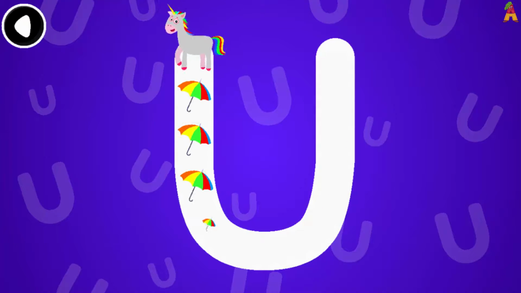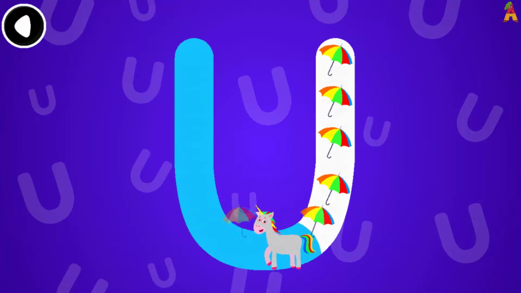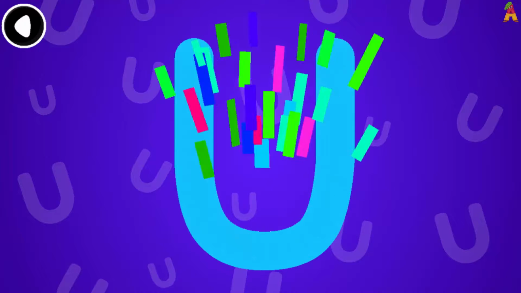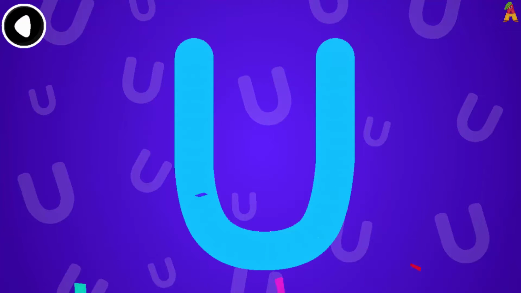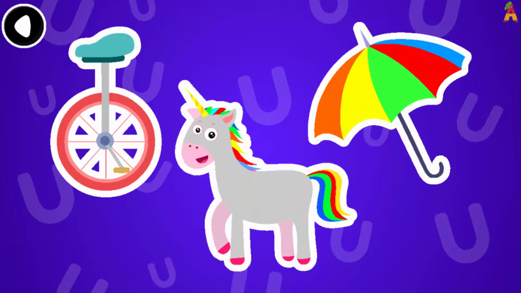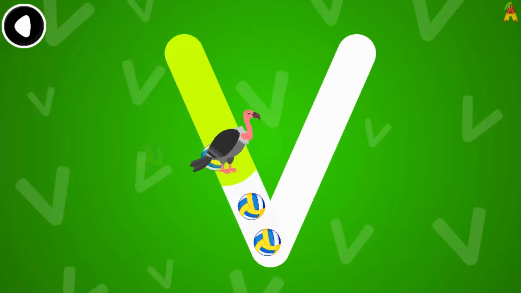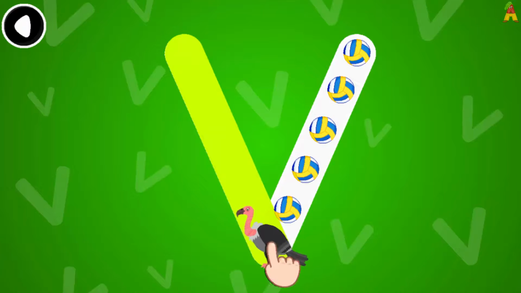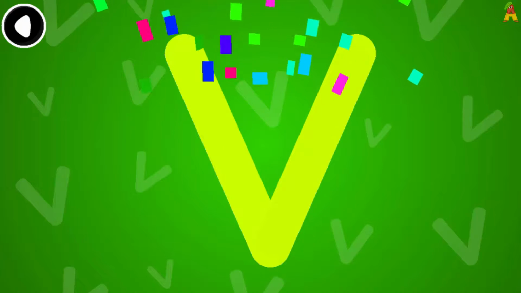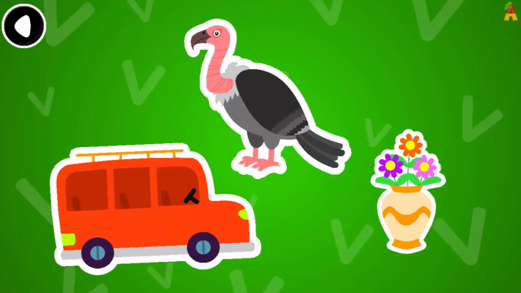This is the letter U. U is for unicycle, unicorn, umbrella. This is the letter V. V is for vulture, van, vase.